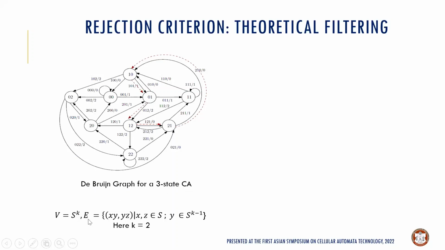In Diffusion graph, the edges are x, y, y, z, where x and z are taken from the state set, and y can be s to the power k minus 1, where for 3 neighborhood condition, we have to take k as 2. So here, for 3 states CA, I have shown it. You can see this 1, 0, 2, 0, 2, 0. These edges are the RMTs basically. So if we take any cycle here, it will be a sequence of RMTs, which is nothing but a configuration.